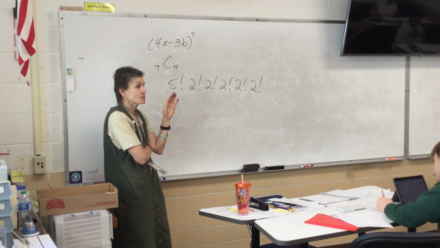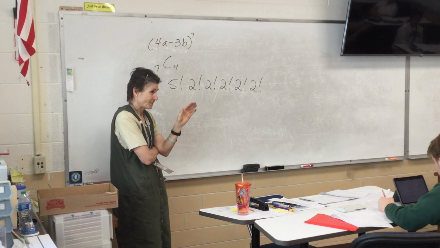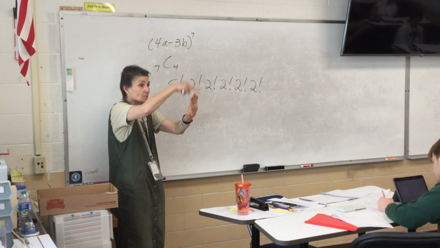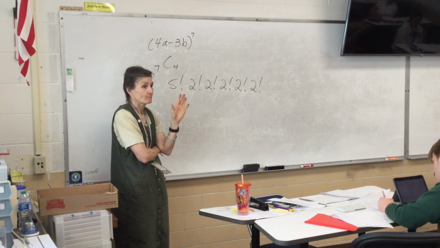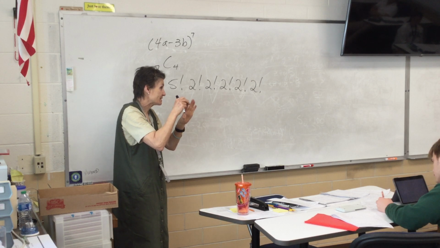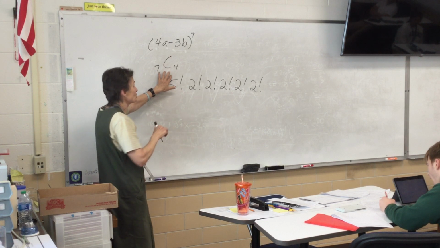Now, please understand that that 4 is not because it's the 4th term. That 4 just happens to be, when I count down, the 4th term. The second term is not 7C2, it's 7C6. All right, so just count down. All right, so there's my coefficient.